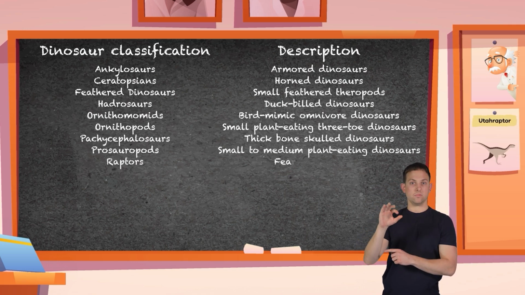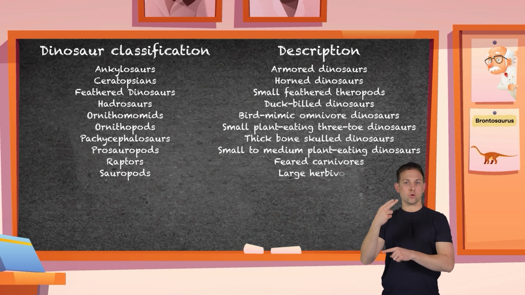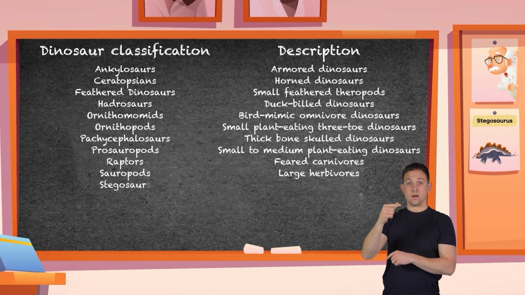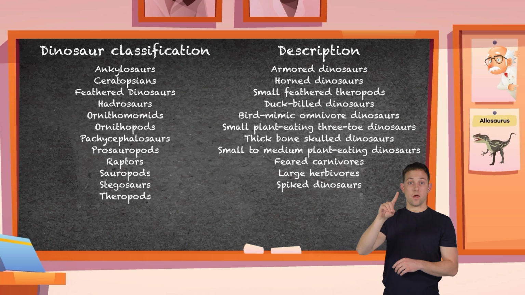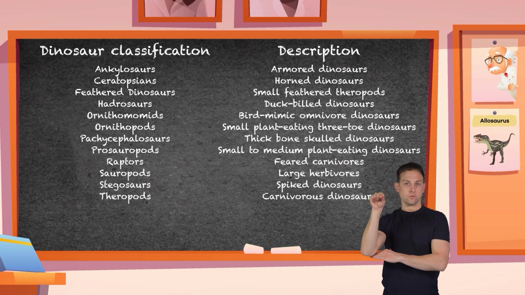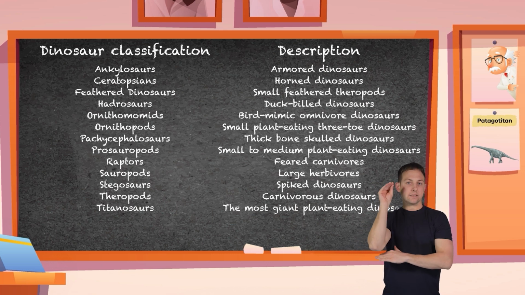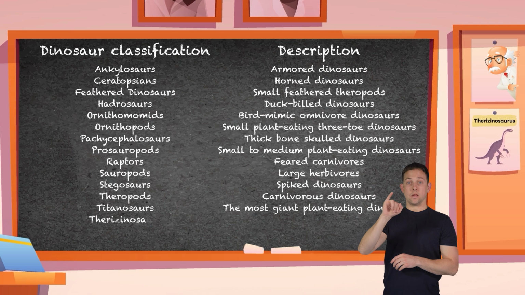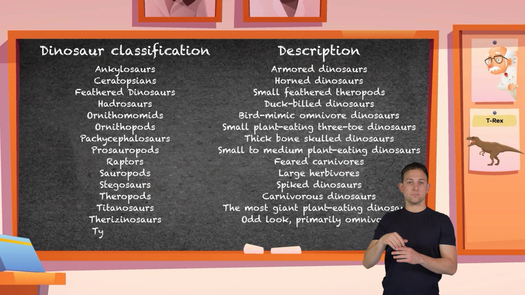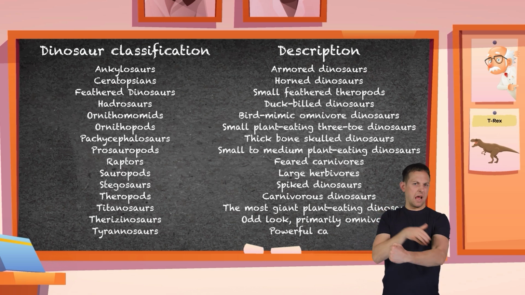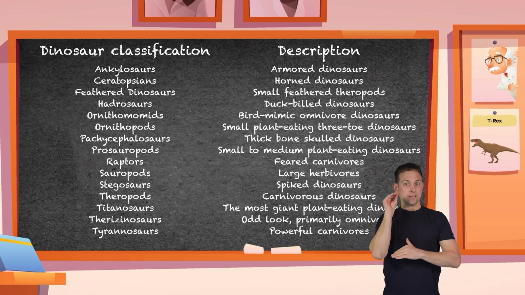Raptors, feared carnivores. Sauropods, large herbivores. Stegosaurs, spiked dinosaurs. Theropods, carnivorous dinosaurs. Titanosaurs, the most giant plant-eating dinosaurs. Therizinosaurs, odd look, primarily omnivores. Tyrannosaurs, powerful carnivores.